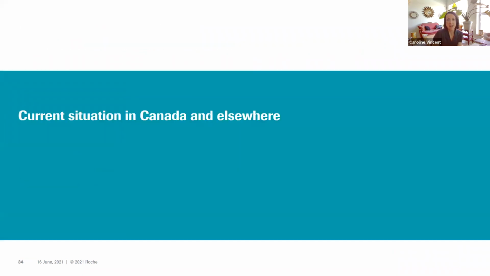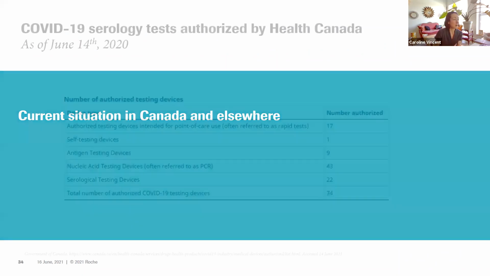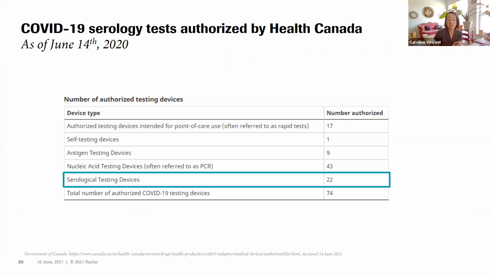Now, this is the last portion of my presentation, where I want to provide a brief update regarding the use of antibody assays here in Canada and elsewhere. Right now, there are 22 serology tests for COVID-19 authorized by Health Canada. These include both lab-based and point-of-care antibody tests. So basically, there are many choices of assays currently available on the market for antibody testing.